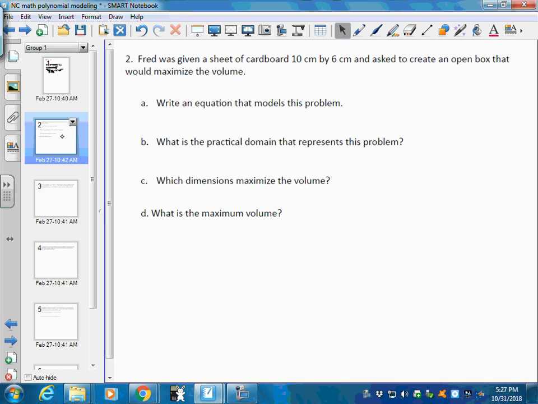We've got a cardboard sheet, 10 by 6 centimeters. Write the equation first. So V equals 10 minus 2x, 6 minus 2x times x. Practical domain that represents this problem. So I'm going to graph this one so we can talk about this practical domain. We talked about it in the fence.